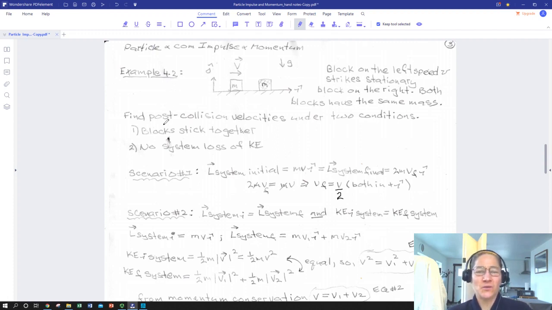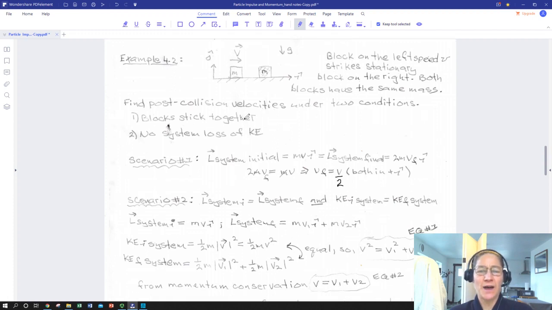And we want to know what the post-collision velocities of both of those masses are under two conditions. One, the blocks stick together. Second, there is no system loss of kinetic energy. So we'll find out more what that means as we look at impacts, higher speed collisions. But things where you have no loss of kinetic energy tend to be elastic collisions. We're not losing any energy in the system due to friction.